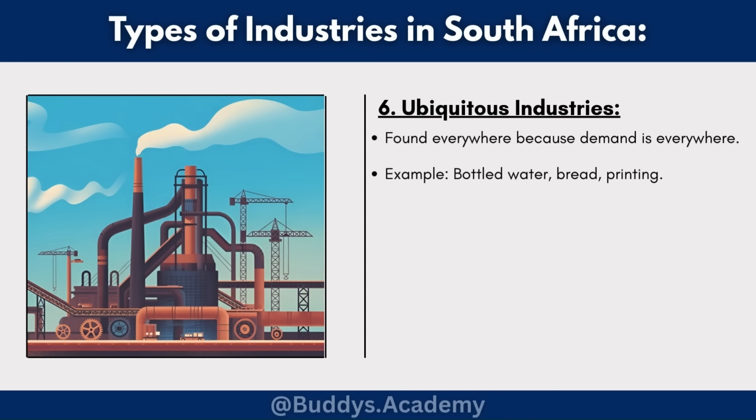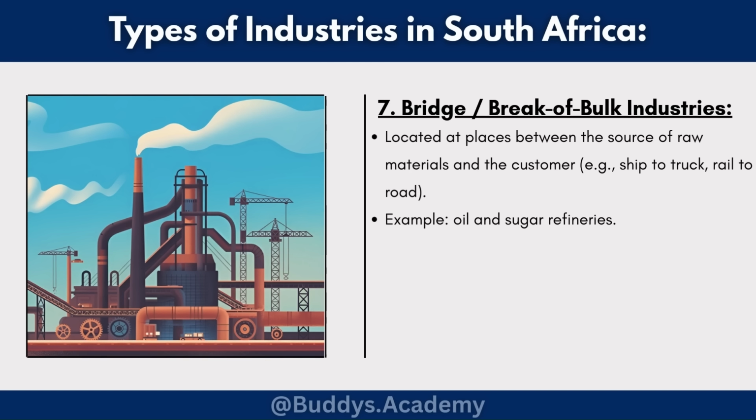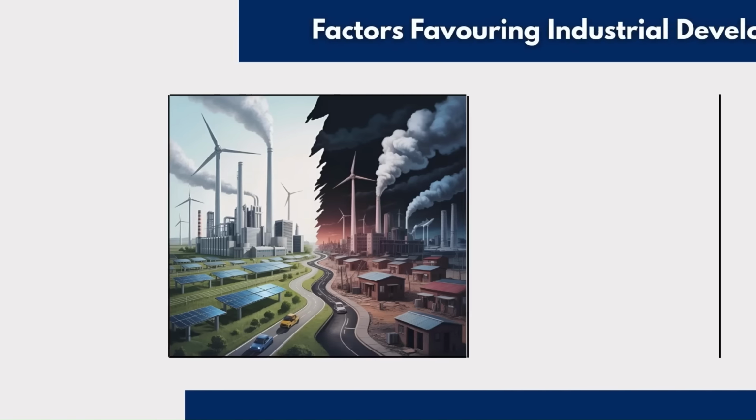The next type of industry will be your ubiquitous industry. Now this is going to be found everywhere because demand is going to be everywhere. An example will be bottled water, bread, or even printing. And our last type of industry is going to be your bridge or your break of bulk industry. And that's going to be located at places between the source of raw materials and the customer. So an example would be your ship to truck or your rail to road. An example of that would be your oil and sugar refineries.